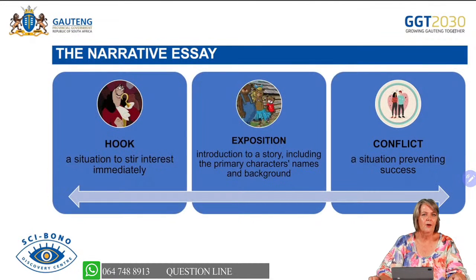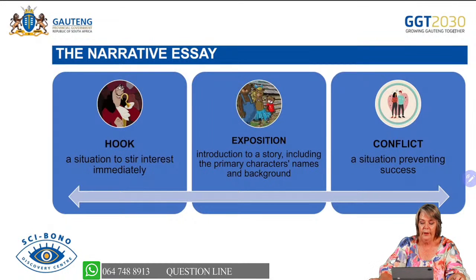So let's take a look at the pictures, and this is a line graph. The hook, that is a situation to stir interest immediately, and that is when you start your essay, the introduction. Exposition, that's a big word for the introduction to the story, and this includes the primary characters' names and the background. In other words, the who, what, when, where, and why.